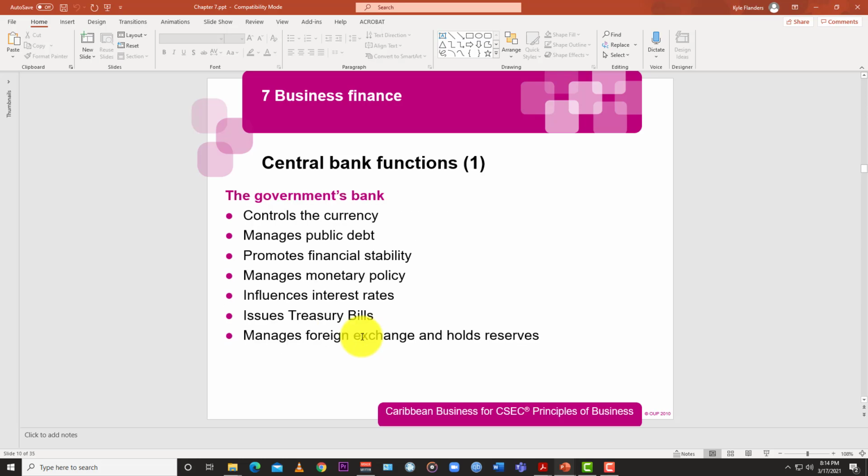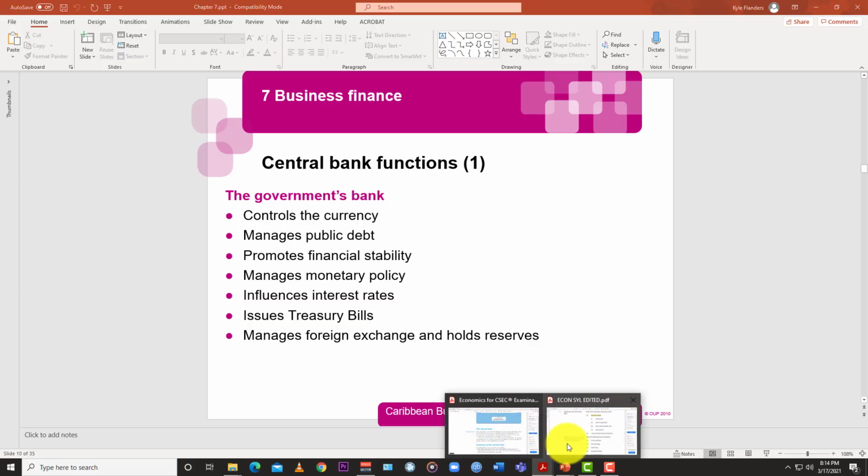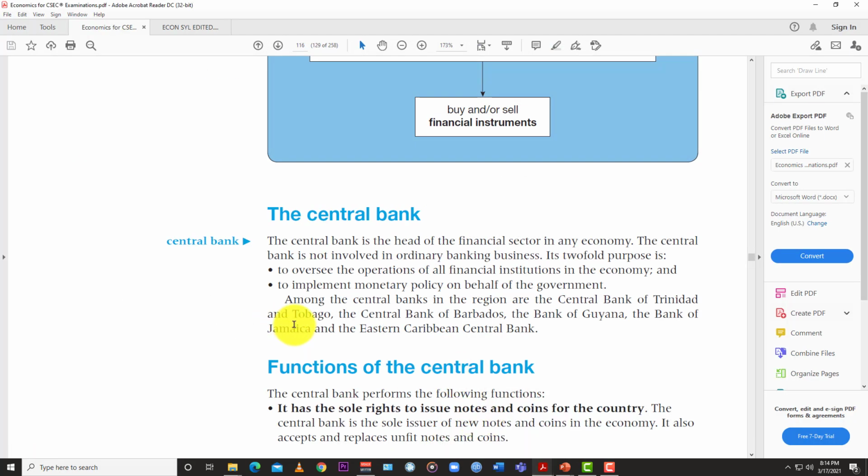And of course, we're going to delve deeper into some of them from the econ perspective. And so we're going back to the textbook, and we're going to delve into some of them from the econ perspective. Now, before we continue, some countries, or not all countries, have the same central bank. For example, the OECS, their central bank is ECCB, or the Eastern Caribbean Central Bank.